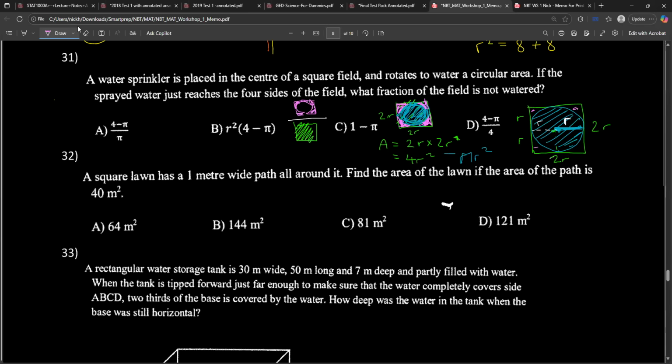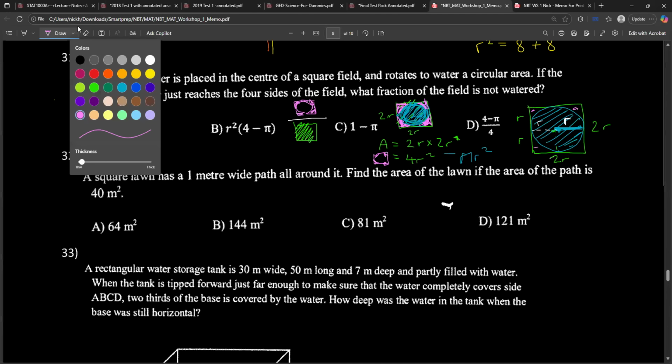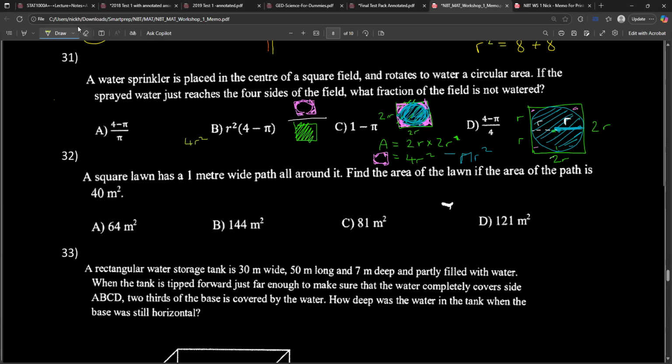Okay, so how did we get the pink part? The pink part was this equation here. And then the whole part was the part in green. So we end up writing 4r squared minus pi r squared over the full field, because that's a fraction, right? Because a fraction is whatever you're looking for over the total, and the total area is obviously that whole field, which is 4r squared.